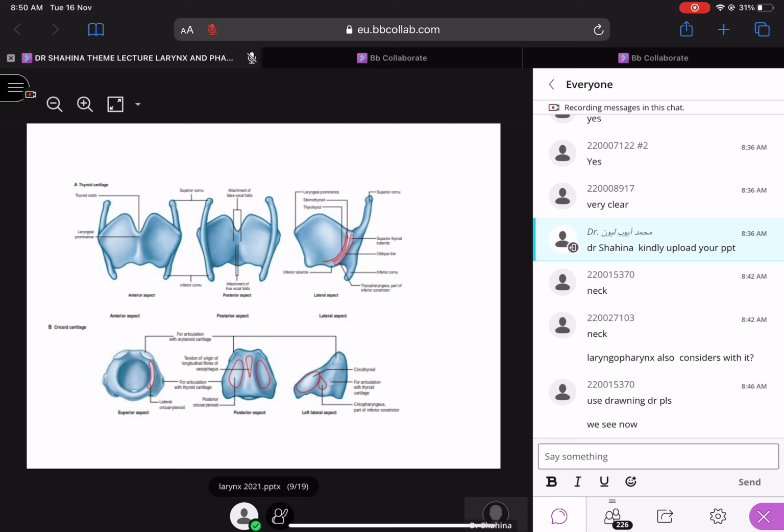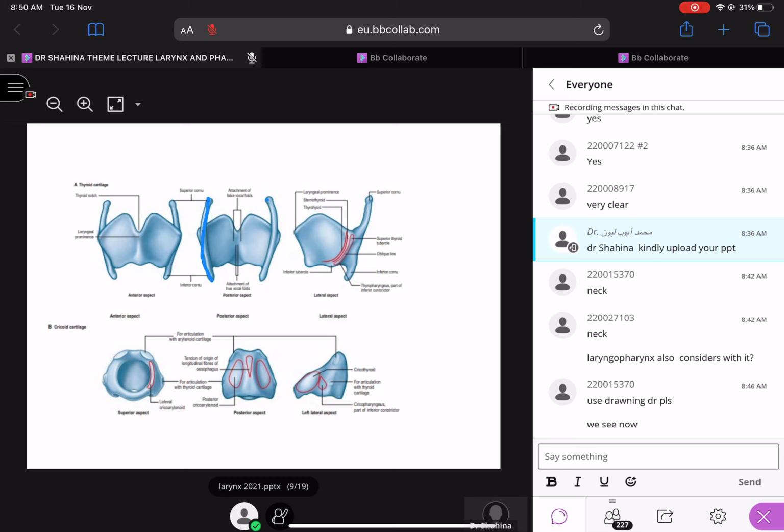Now here you can see this is showing you the posterior aspect. In the posterior aspect, you can see this is the posterior border, isn't it? This is the posterior border, which is free. And in the upper part, you can see this is forming a rounded structure. This is called the superior horn or the superior cornu.